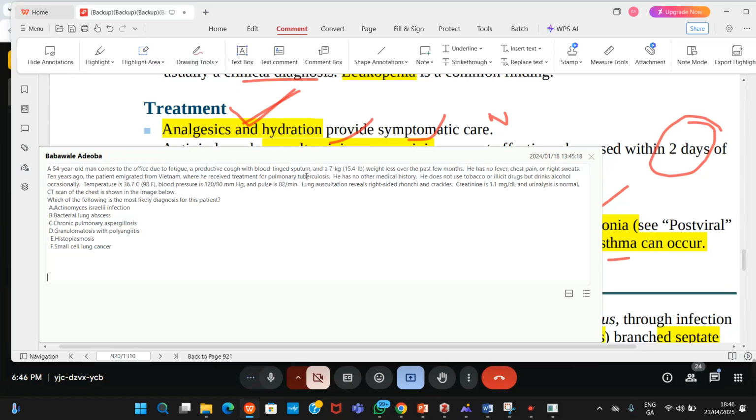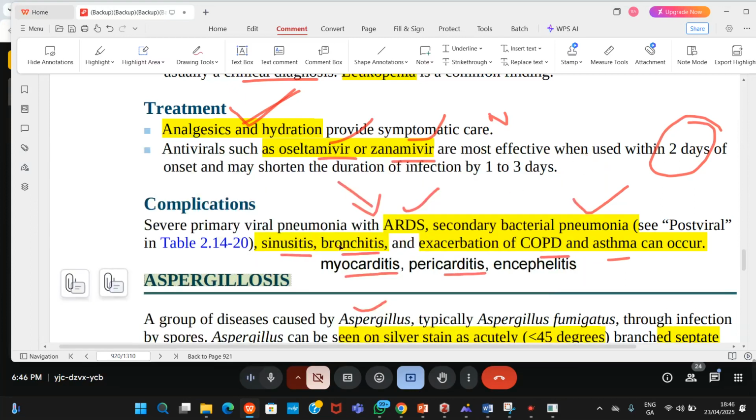A 54-year-old man comes to the office due to fatigue, productive cough with blood-tinged sputum, and a 7 kg weight loss over the past few months. He has no fever, chest pain, or night sweats. 10 years ago, the patient emigrated from Vietnam, where he received treatment for pulmonary tuberculosis. He has no other medical history. He does not use tobacco or drugs, but he drinks alcohol occasionally. Temperature is 36.7, blood pressure is 120, pulse is 82, lung auscultation reveals right-sided bronchial breath sounds and crackles. Creatinine is 1.1 and uric acid is normal. CT scan of the chest is shown.